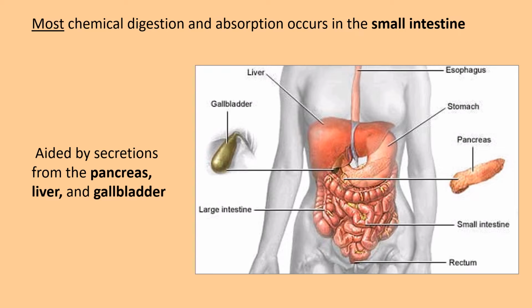So moving into the small intestine, we're going to talk about chemical digestion. We're going to talk about absorption in the small intestine. A lot happens in the small intestine. It's the busiest place in your digestive system. So most chemical digestion and most absorption occurs in your small intestine. And your small intestine gets help from accessory organs, the pancreas, the liver, and the gallbladder.